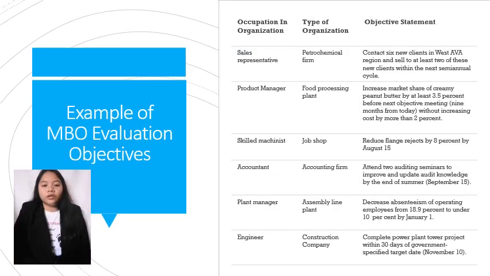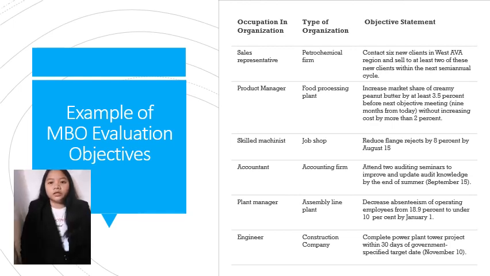Sample of MBO evaluation objectives. Occupation and organization: sales representative, product manager, skilled machinist, accountant, plant manager, engineer. Types of organization: petrochemical firm, food processing plant, job shop, accounting firm, assembly line plant, construction company. Objective statement: contract 6 new clients in the West region and sell to at least 2 of these new clients within the next semi-annual cycle.